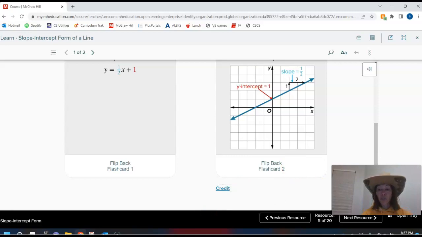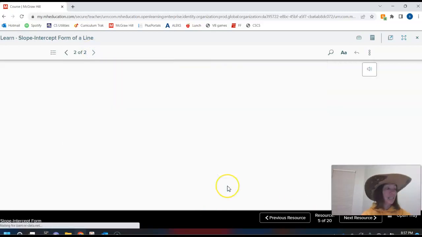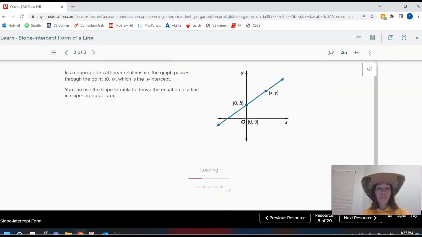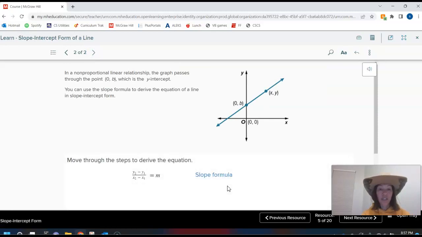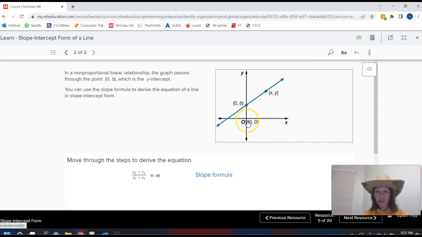You can now flip to page 226. If it's a non-proportional linear relationship, then the graph goes through the point (0, b), which is the y-intercept. If it's proportional, then it goes through (0, 0), so the y-intercept is technically 0. But if it's non-proportional, then the y-intercept is anything other than 0. So it's still a line, but proportional goes to the origin, non-proportional has a different y-intercept.